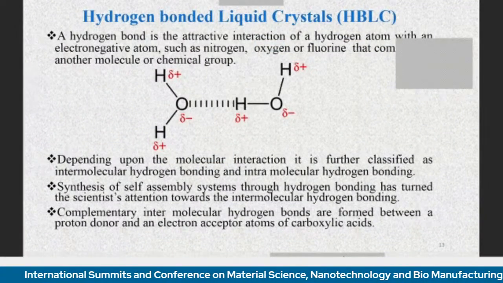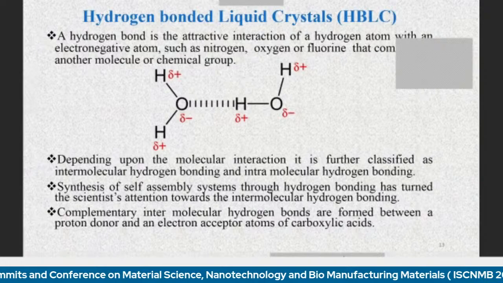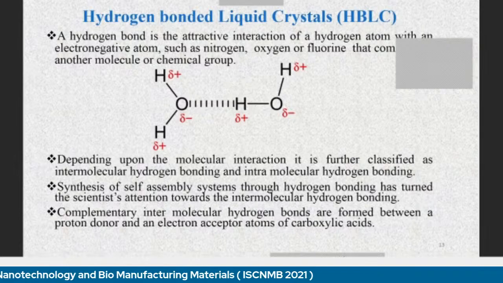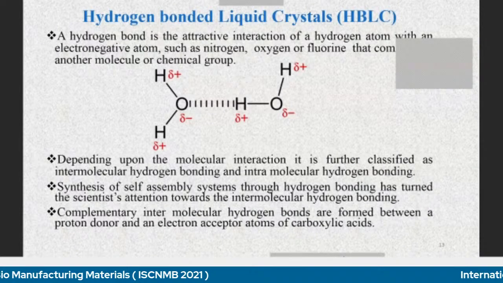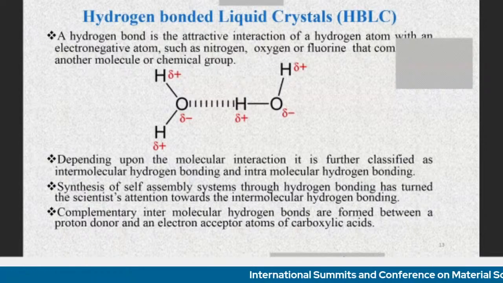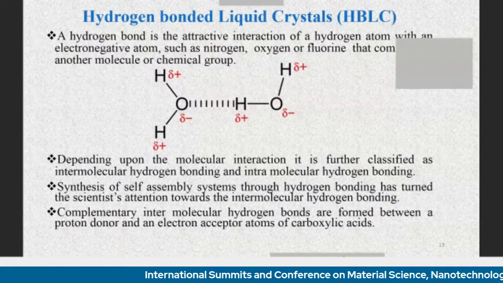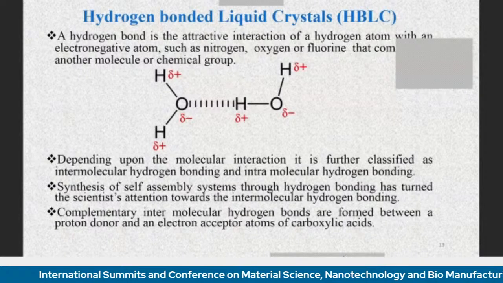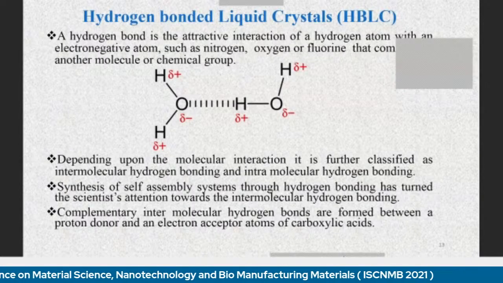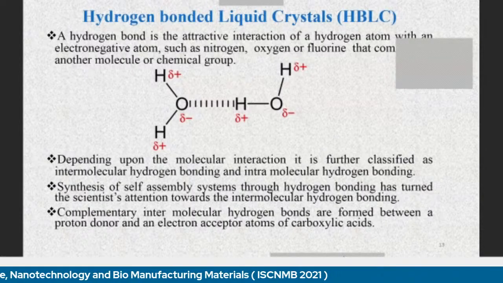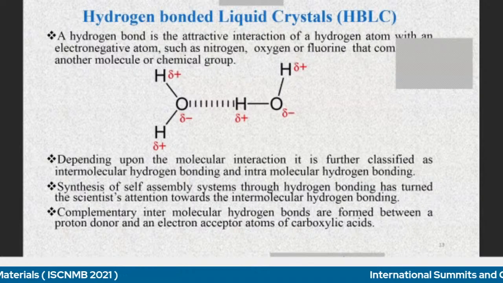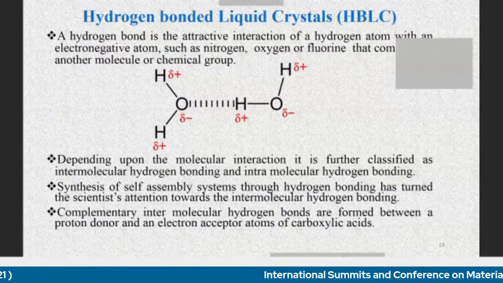So this is how we form hydrogen bonded liquid crystals. A hydrogen bond is formed between hydrogen and an electronegative atom such as chlorine, oxygen, fluorine, or nitrogen. Depending upon the molecular interaction, it is further classified into intermolecular as well as intramolecular hydrogen bonding. Here we speak about intermolecular hydrogen bonding because we choose A and B as the ingredients. A will be one benzoic acid and B will be the other benzoic acid. So complementary hydrogen bonding is found between the two ingredients. Complementary in the sense that they act as the donor as well as the acceptor.